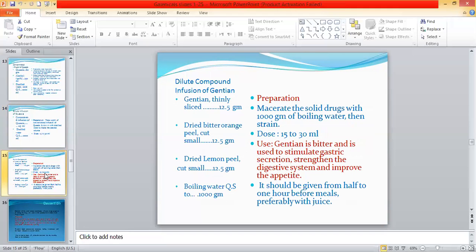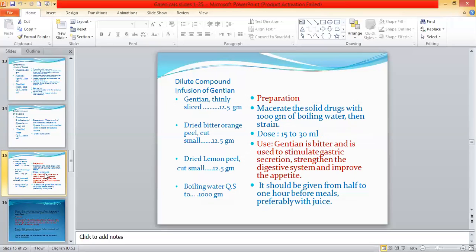Diluted compound infusion of gentian. Gentian thinly sliced 12.5 gram, dried bitter orange peel cut into small pieces 12.5 gram, dried lemon peel cut into small pieces 12.5 gram, and boiling water quantity sufficient to make 1000 gram. Preparation: macerate the solid drug with 100 gram of boiling water, then strain it. Dose is 15 to 30 ml.